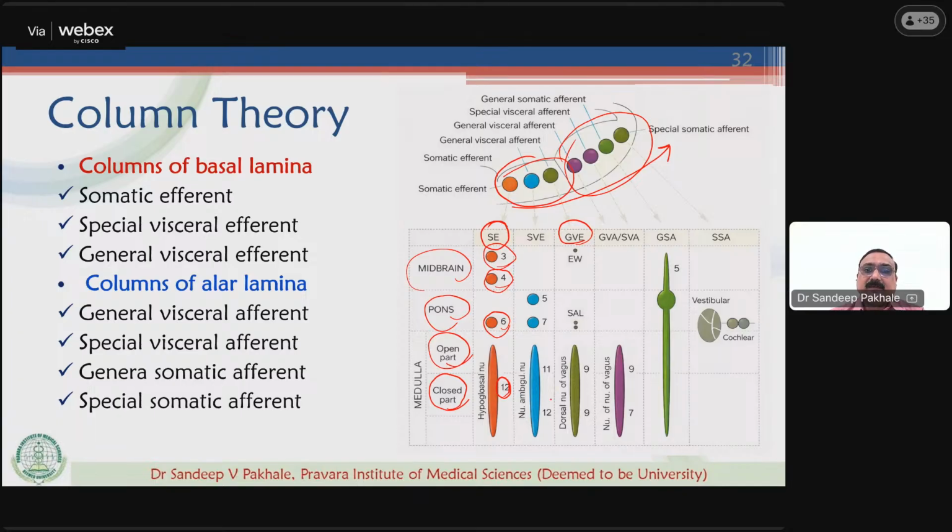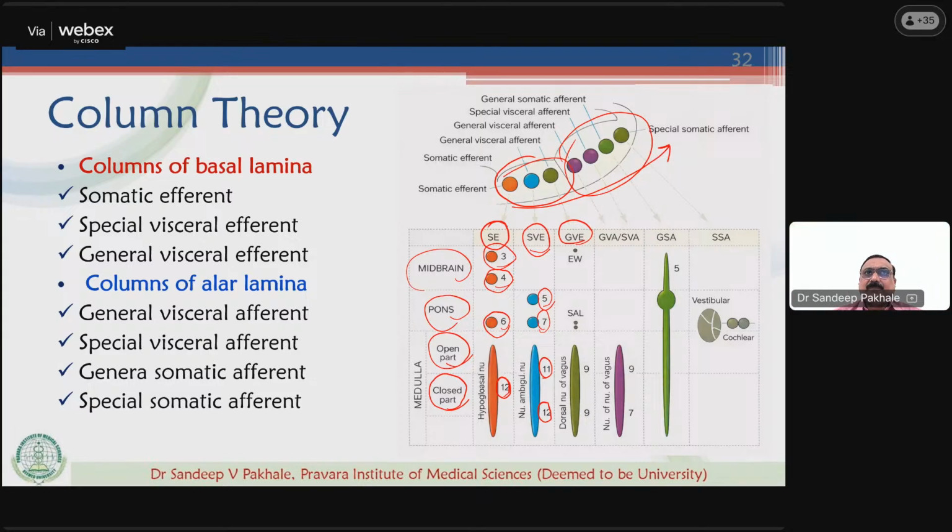So you can see here 12th, 11th, 7th, and 5th. These nerves are special visceral efferent, or branchial efferent. The general visceral efferent columns supply the dorsal nucleus of the vagus and the Edinger-Westphal nucleus. So that is general visceral efferent. They supply the smooth muscles and the glands.